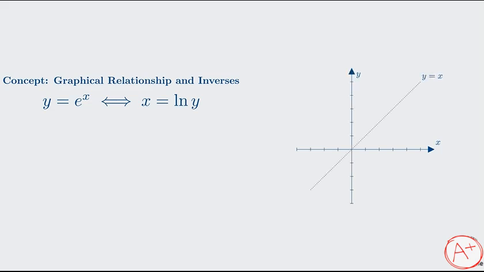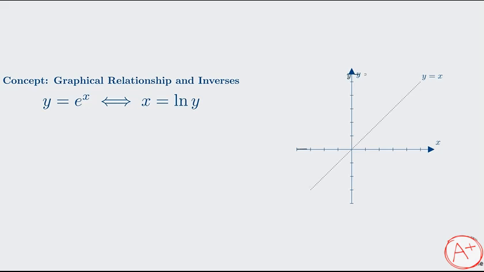The most critical link between these two functions is that they are inverses of each other. This means they undo one another. Algebraically, if y equals e to the power of x, then x must equal the natural log of y. Visually, the graph of an inverse function is a reflection in the line y equals x.